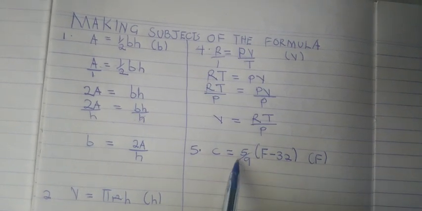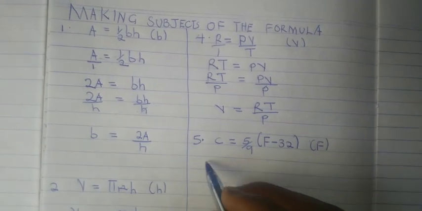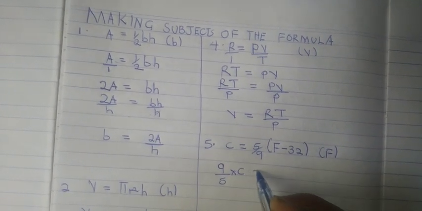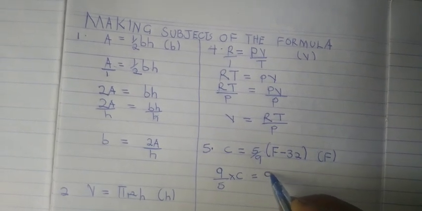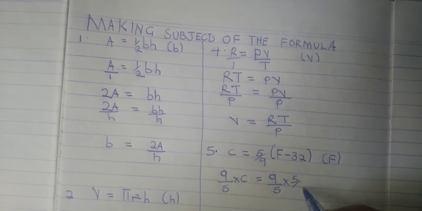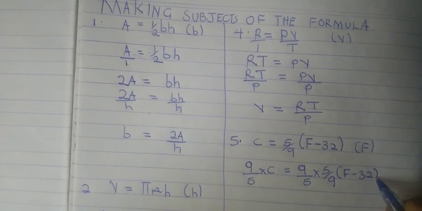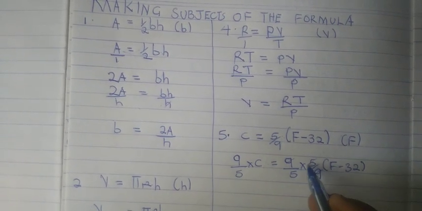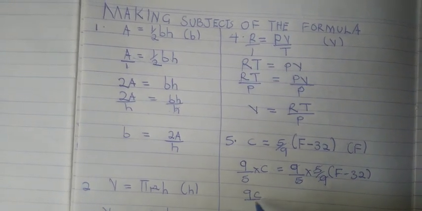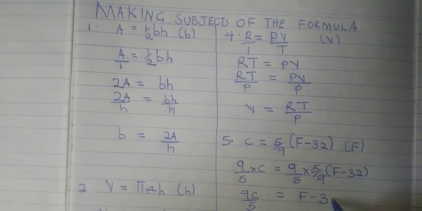How can I remove this 5 over 9 at once? I'll just get the reciprocal of 5 over 9 and multiply it both sides. The reciprocal of 5 over 9 is 9 over 5 times C. Even here I multiply by 9 over 5 times 5 over 9 into F minus 32, so that the 5 cancels out with that. So here I remain with 9C over 5, which will give me F minus 32.